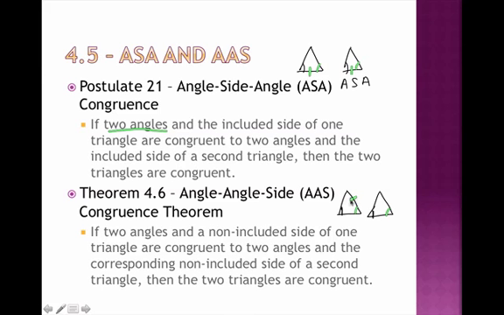So if we have this one marked, notice how it says the corresponding non-included side. That means that this side would also have to be marked. We couldn't have this one over here because that's not corresponding to the angle that it was congruent to. So this gives us angle, because we have an angle right there, and then angle again, side. So angle, angle, side. And we can know that those triangles are congruent.